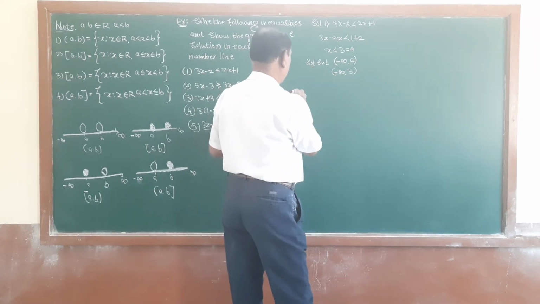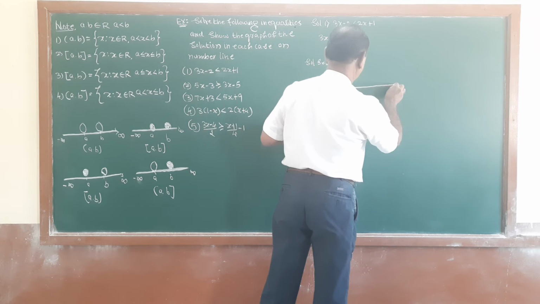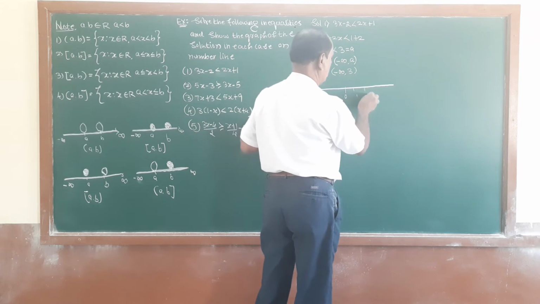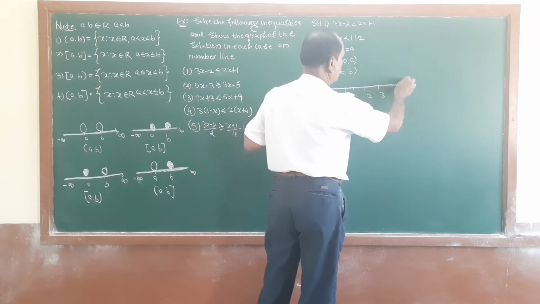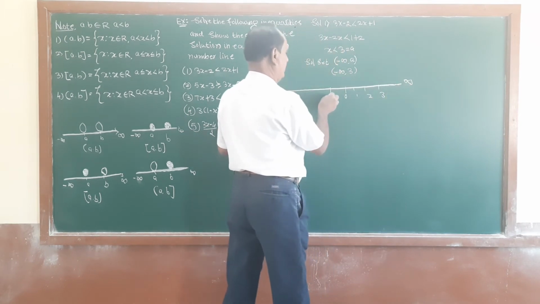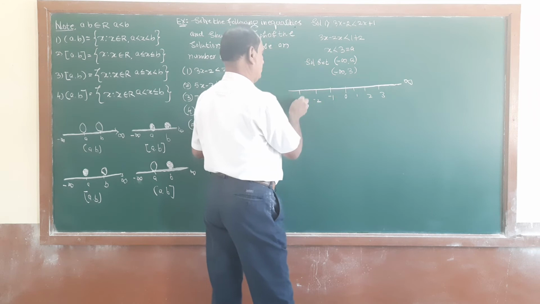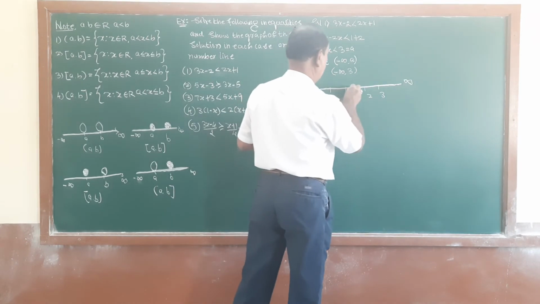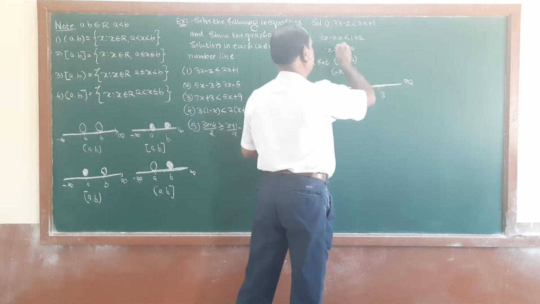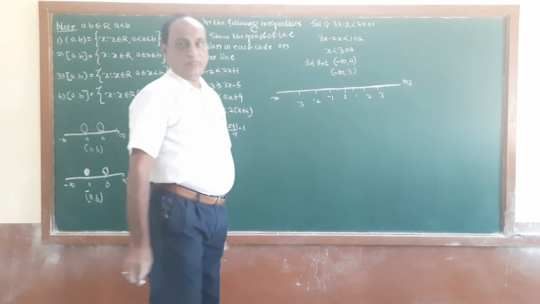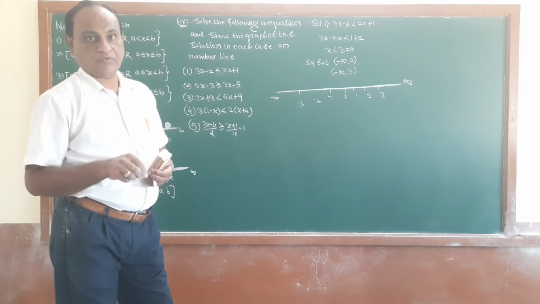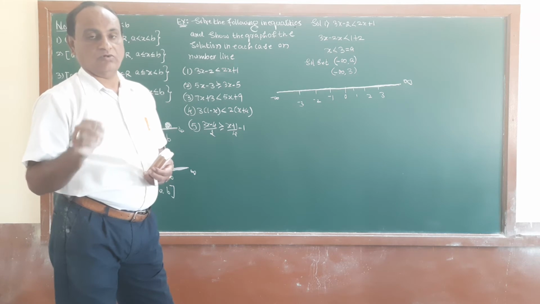On the real number line, usually the center is the origin, then positive 1, 2, and 3, up to infinity. Similarly, minus 1, minus 2, minus 3, up to minus infinity. For less than or greater than, we use an open interval with a 0 type of circle. For less than or equal to, greater than or equal to, we use a closed, dark circle.